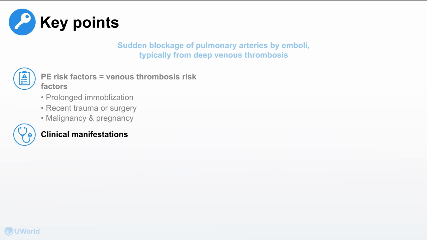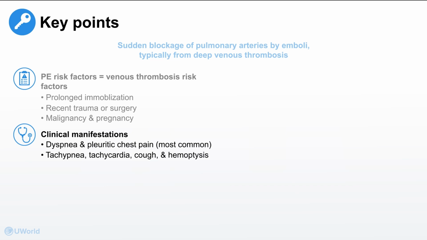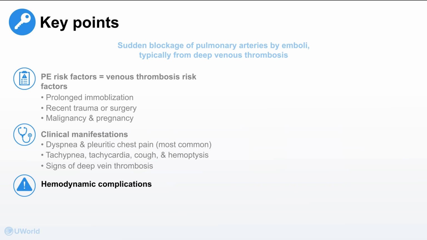The most common presentation is dyspnea, along with pleuritic chest pain. Tachypnea and tachycardia are also frequently seen, and cough and hemoptysis may be present. Other important findings suggestive of PE include signs of deep venous thrombosis. Massive pulmonary embolism can also present with hemodynamic complications, including pulmonary hypertension and obstructive shock.